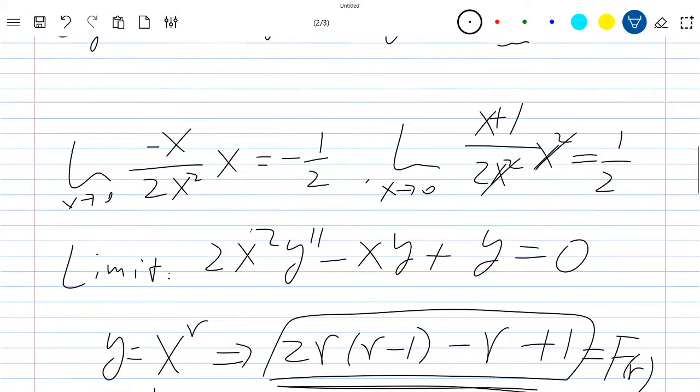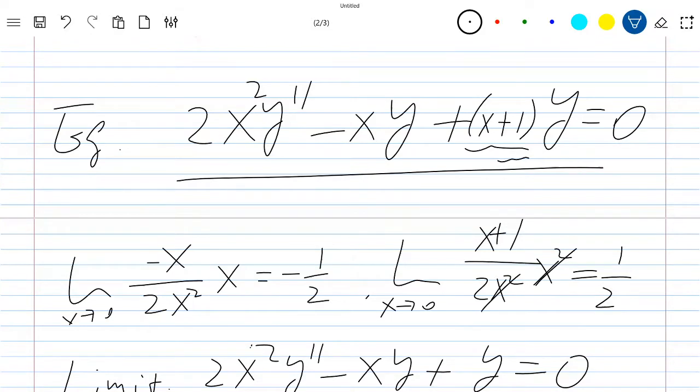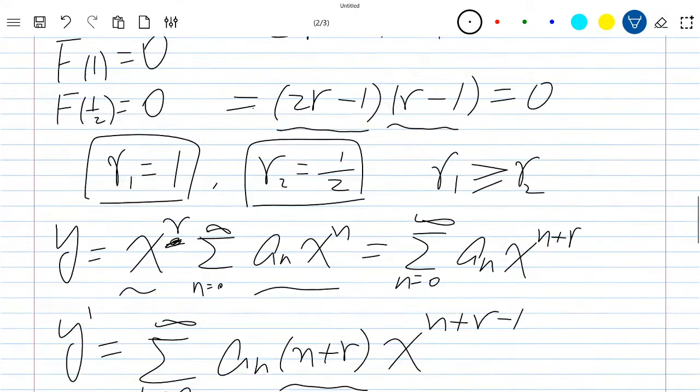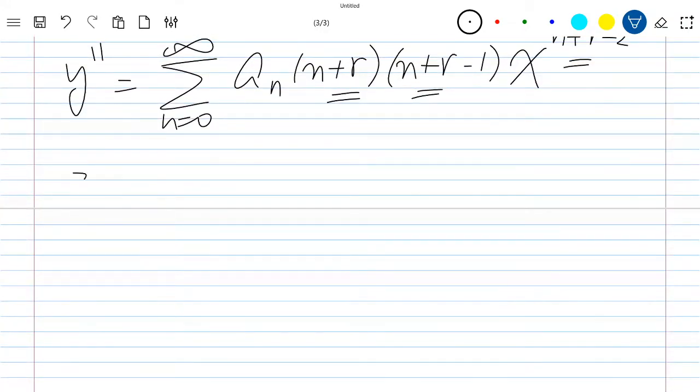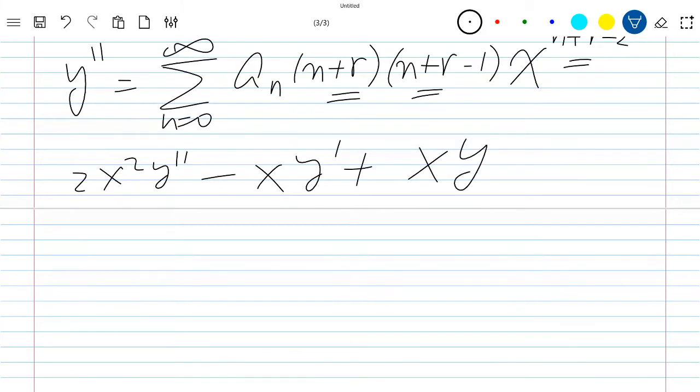Our equation is here: 2x squared y double prime, I missed the prime here, minus x y prime plus x plus 1 times y. But if you remember, we need to split because this term will have a different shift than that. So we split them.